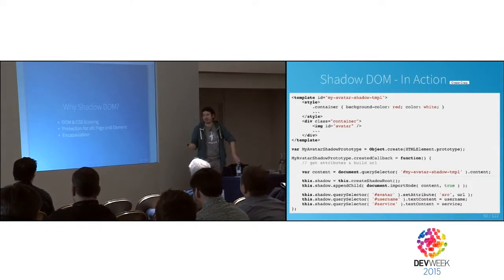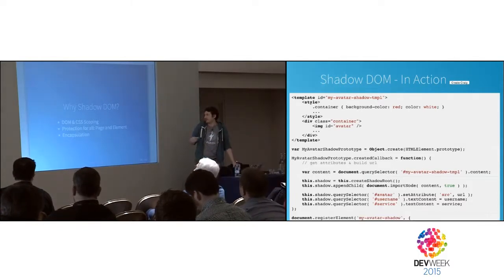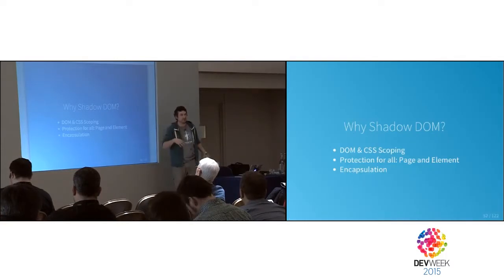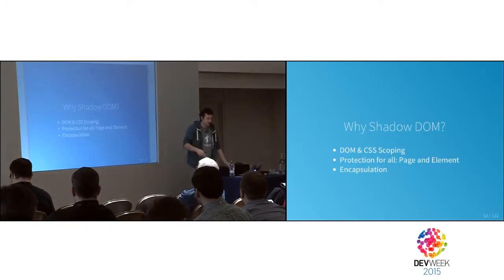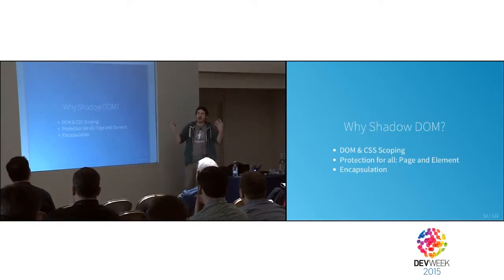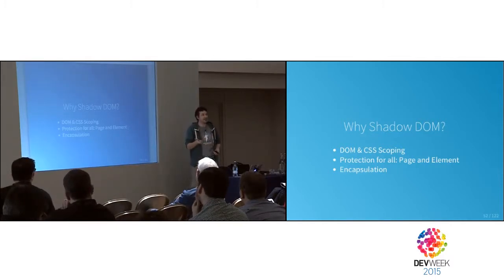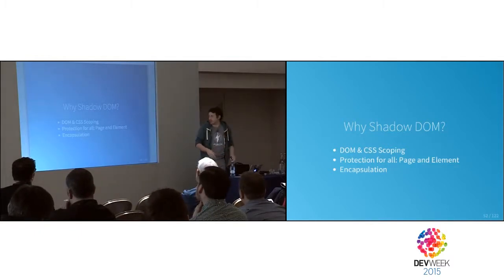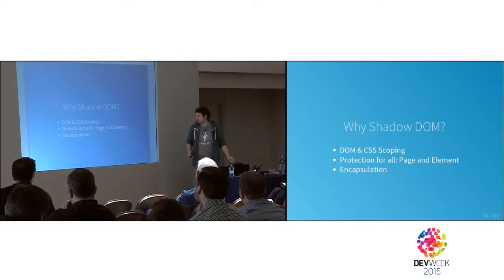So we're getting DOM and CSS scoping. We're getting protection for the page and the element itself. So the element isn't bleeding CSS, and the page itself isn't bleeding CSS into it. It doesn't mean that you can't, from the page, style the internals of your element. You can. There are selectors specifically, things like :host and so on, that let you do that sort of thing. And we're naturally getting that encapsulation of the styling.